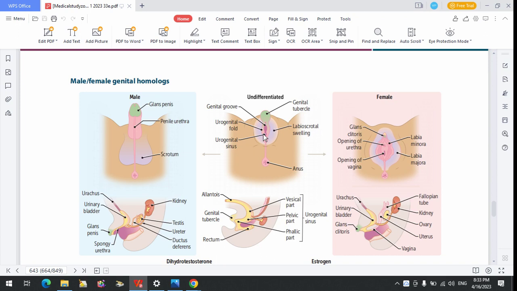The seminal vesicle, the epididymis, that will lead to the ductus deferens, that will lead to the ejaculatory duct. You guys will now remember that your ejaculatory duct empties into the prostatic urethra. And you know that the prostate itself is an external genitalia structure.